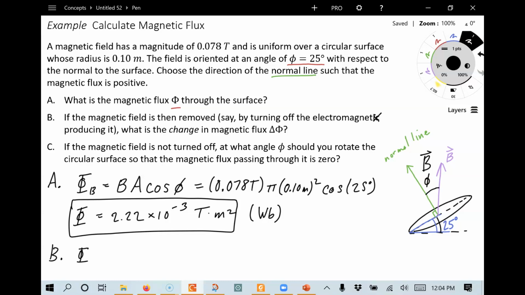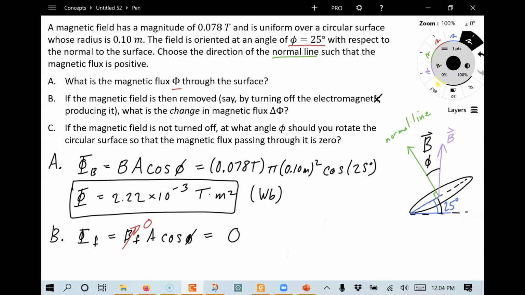So I'm going to call this theta final because we turned off the magnetic field now. It was on before. So now we got B final times A times cosine theta. We haven't changed the phi angle or the area, but we've turned off the magnetic field. So this is 0, which means that we get a value of 0, right? Now that's not what we're asking for to calculate in part B just yet.